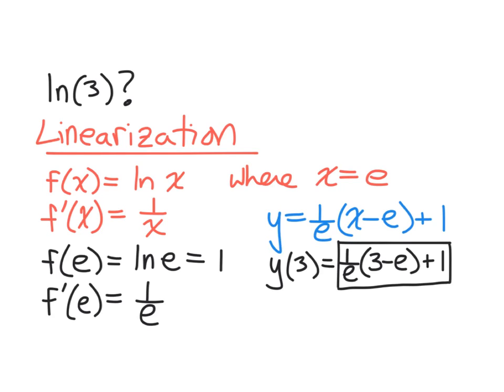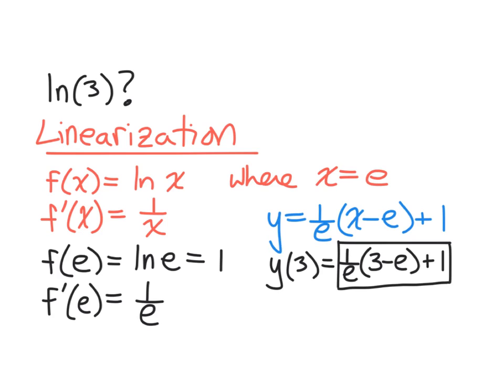1 over e, 3 minus e, plus 1. So not 100% accurate, but pretty close. Close is good enough in this case. That's the whole point. So we have a symbolic expression that represents the approximation of the natural log of 3. And it did not involve us having to use a calculator at all. So that's the linearization technique.